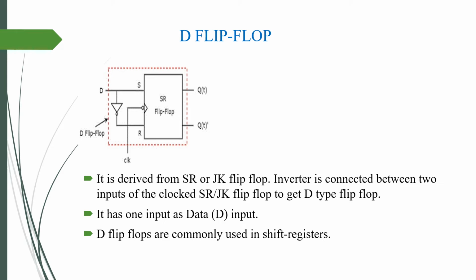Inverter, that means NOT gate, is connected between two inputs of SR flip-flop or JK flip-flop. It has only one input, which is known as data input. Here you can see how SR flip-flop is converted into D-type flip-flop. So NOT gate is connected between terminal S and R, and one input D input is given to S input.